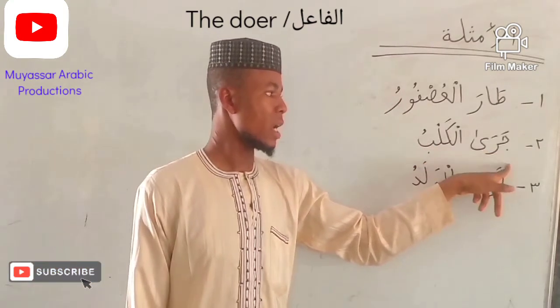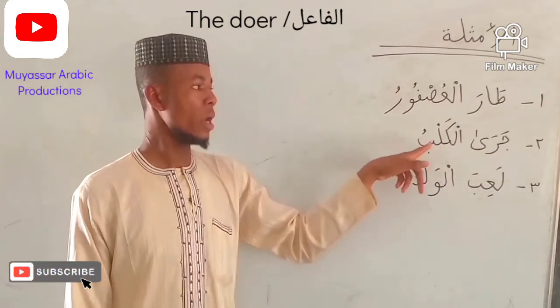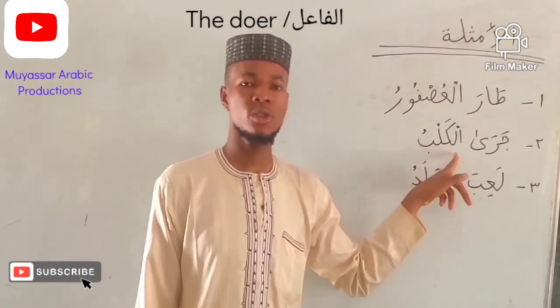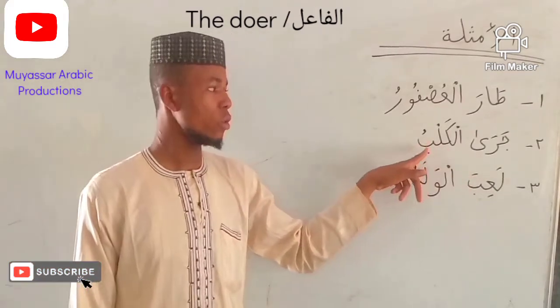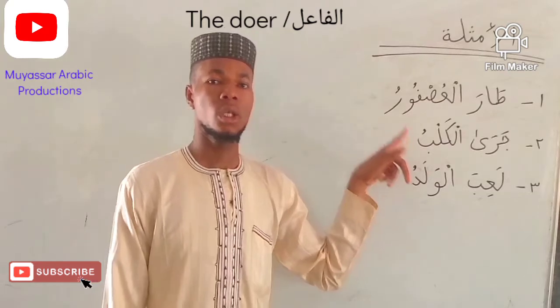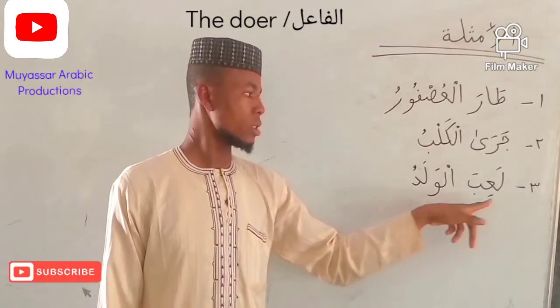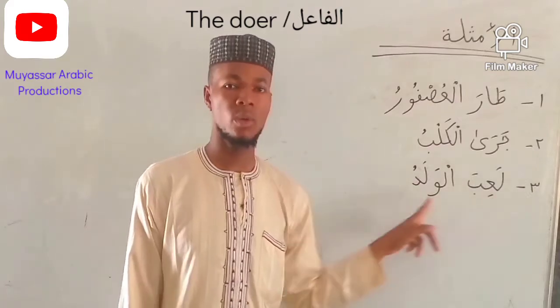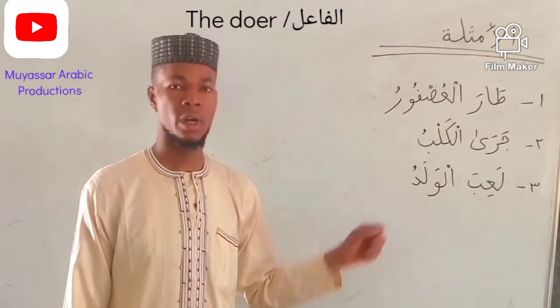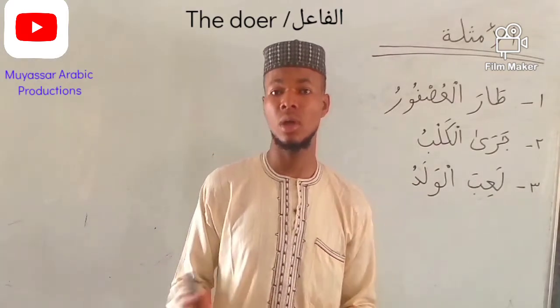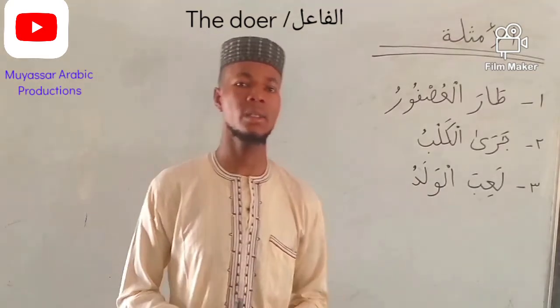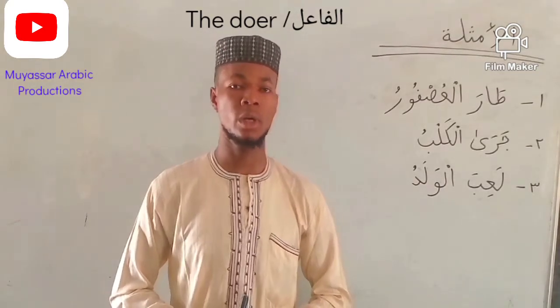So the next is jara al-kalbu. So the word al-kalbu is also fa'il, then marfu'un bid-dhamma, that is required to be in the state of al-rafu through dhamma as indication. Same thing, we also have la'ib al-waladu. So al-walad is also fa'il marfu'un bid-dhamma. So these are the few examples we are going to look at.